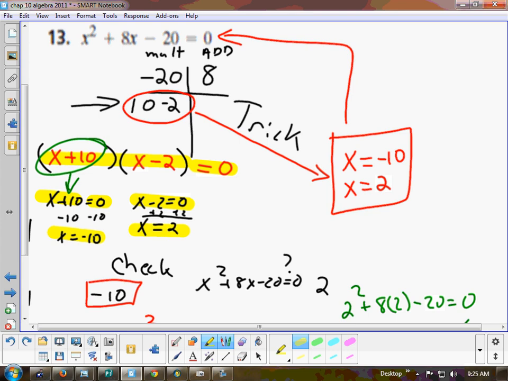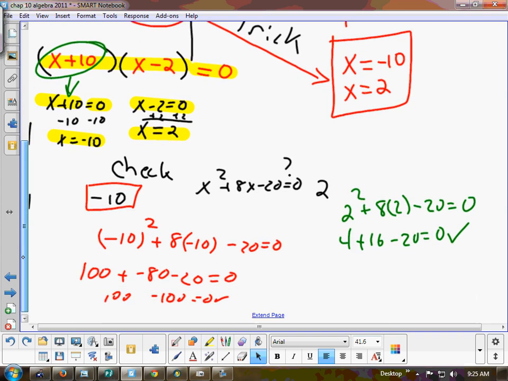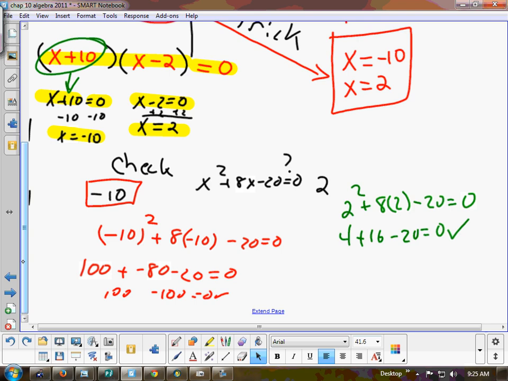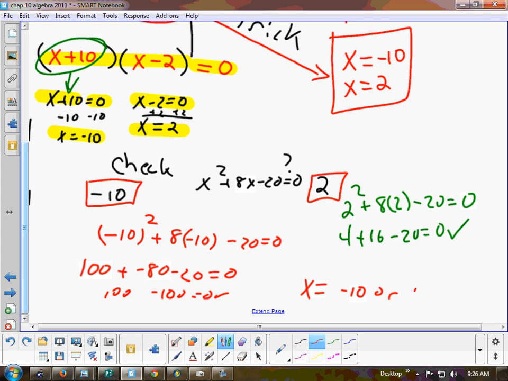If we do the quadratic formula on this, which I should probably make you do to check it again, we'll talk about that later, you would get the same answers. And you wouldn't have to make them opposites. They'd automatically come out to be negative 10 and positive 2. So these answers both check. Your answers are x equals negative 10 or x equals 2.